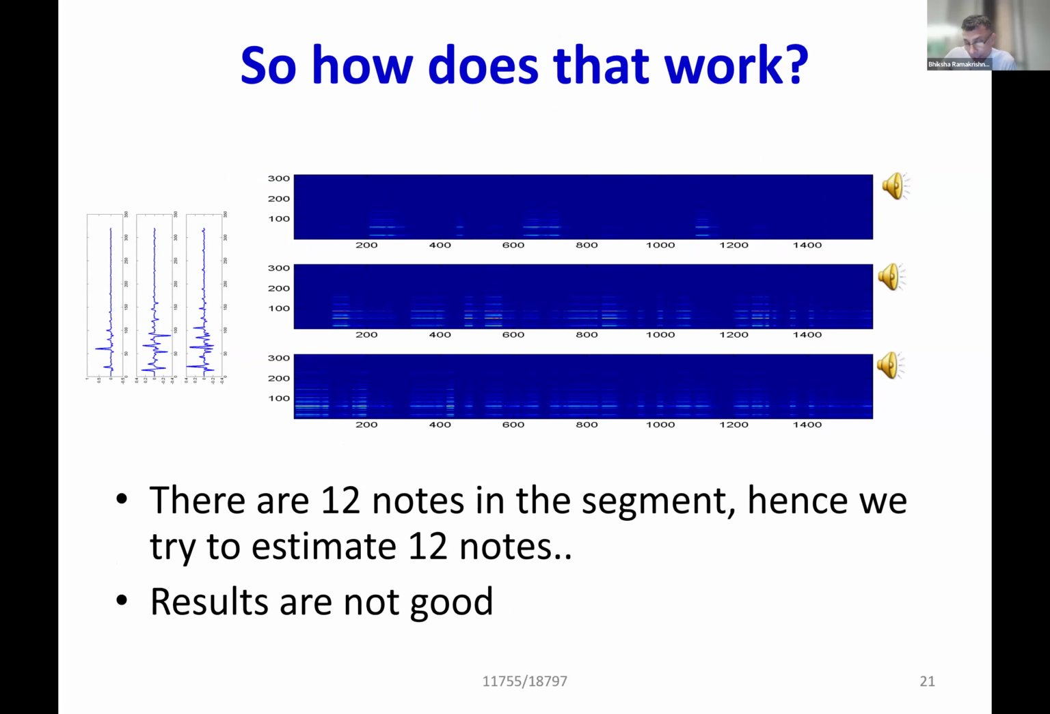It doesn't really sound like a note. It's like some odd combination, right? That's what we found for each of these. There's the second one. Each of the so-called 12 notes that we find don't really sound like notes. The results are not good.